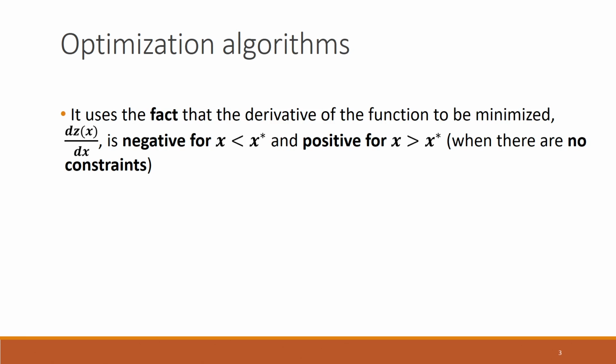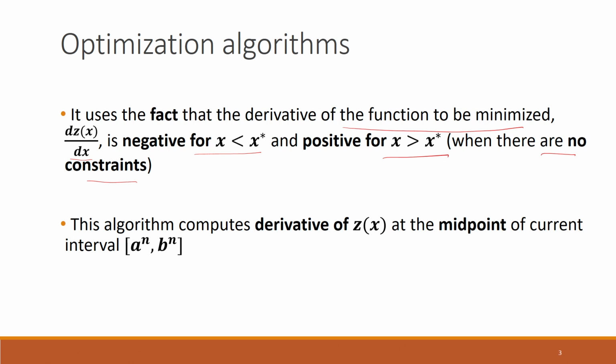This bisection method uses the fact that the derivative of the function to be minimized, that is dz/dx, is negative for x less than x star and positive for x greater than x star when there are no constraints. This is the main idea behind this bisection algorithm.